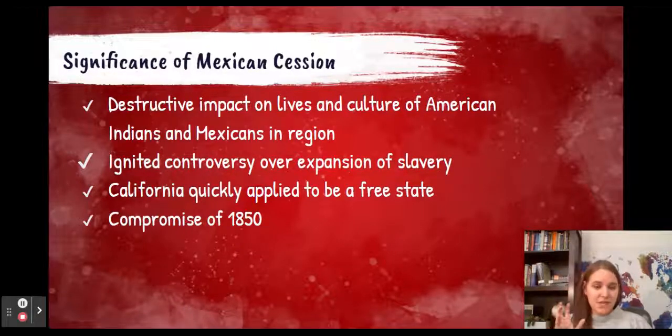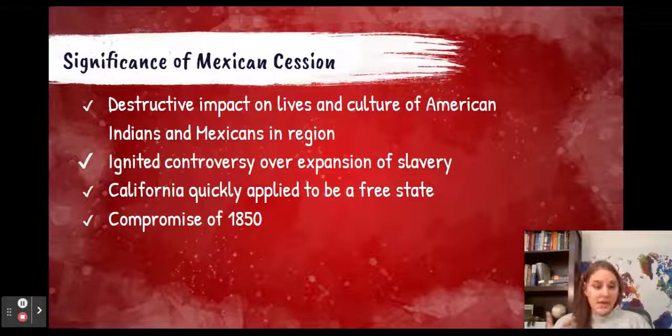The significance is how it deals with people groups that will live here. So, for example, American Indians and Mexicans in the region, unfortunately, this land being given from Mexico to the United States will have a destructive impact on their lives and culture. It is going to ignite the controversy over the expansion of slavery.